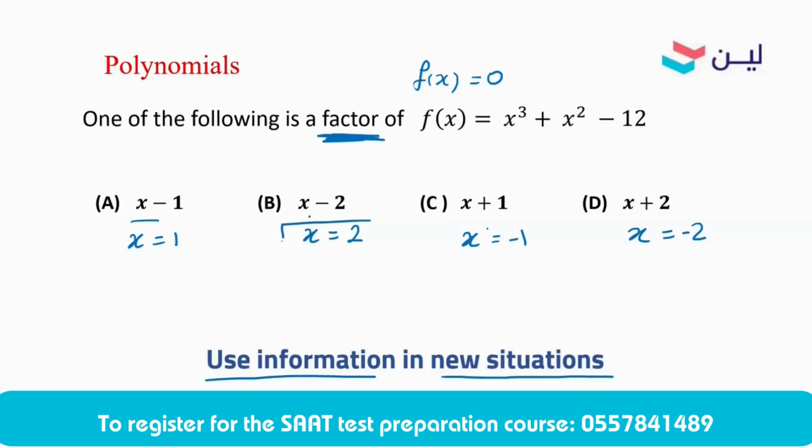So when we plug in B, we plug in 2. Let's just calculate F at 2. F(2) is going to be 8, because this is 2 to the third power. This is going to be 4, -12. Yes, this is 0. Then the answer is B, and we're done.